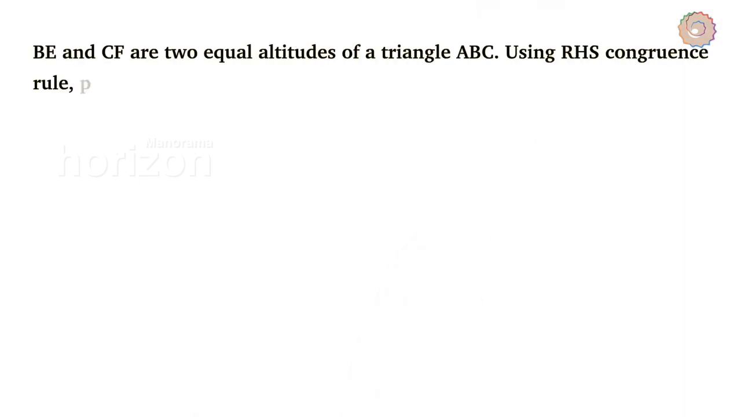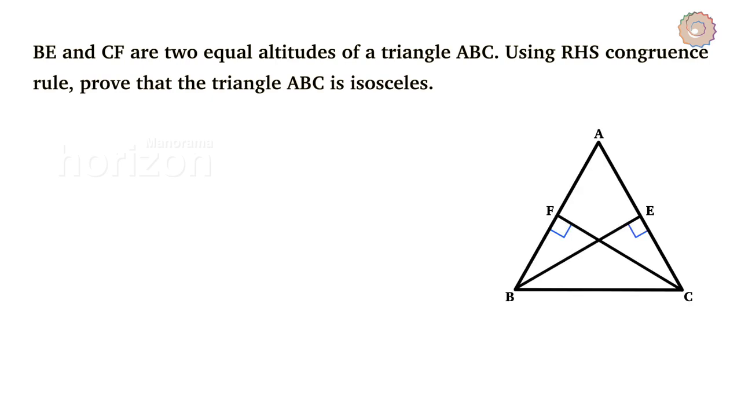BE and CF are two equal altitudes of a triangle ABC. Using the RHS congruence rule, let us prove that triangle ABC is an isosceles triangle. Let us draw the diagram according to the question. So, BE and CF are the two equal altitudes of the triangle ABC. Now, let us prove that ABC is an isosceles triangle. The solution for the same is as follows.